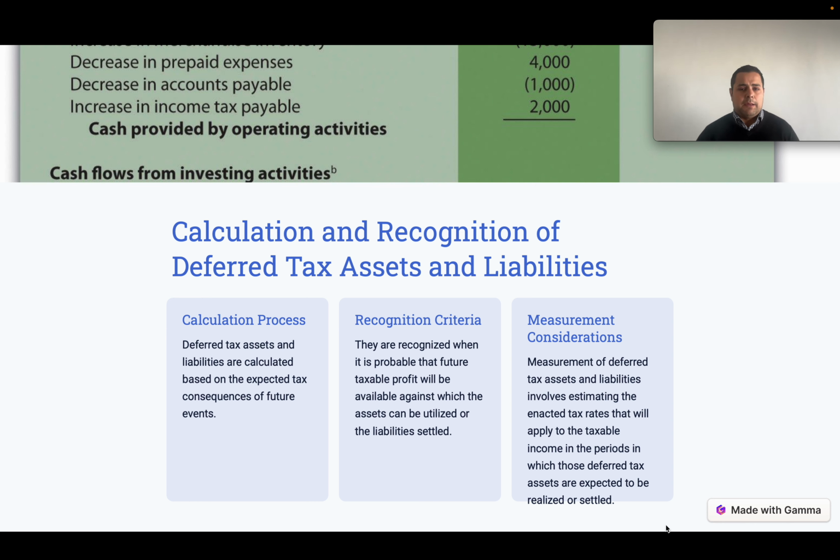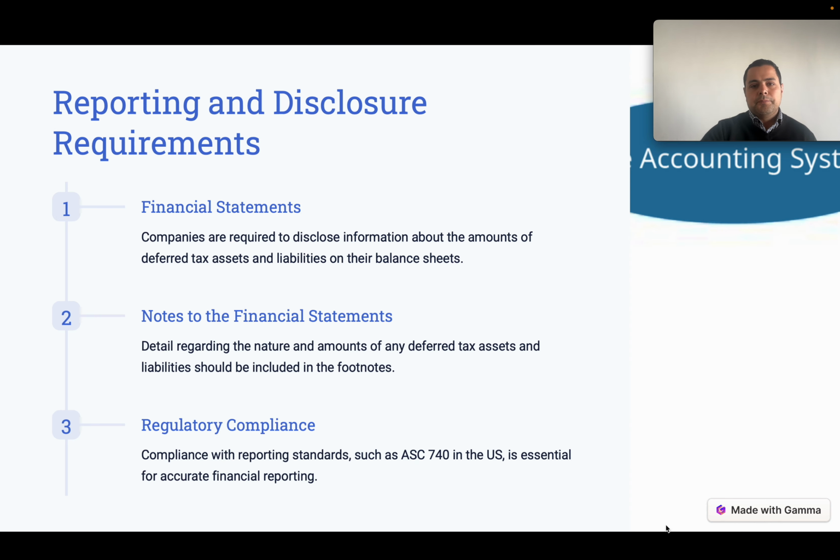So let me give you one example of this. Let's imagine that we have a tax loss. We can recognize a tax loss as a deferred tax asset under certain requirements. The company has to demonstrate convincing evidence that they will have future profits, so you can get that benefit of the loss in the future. If you're not sure, you should not recognize that loss, or probably just a part of it.